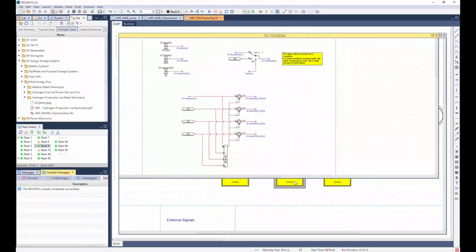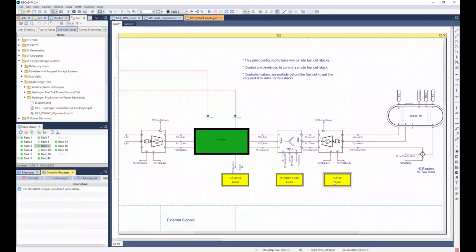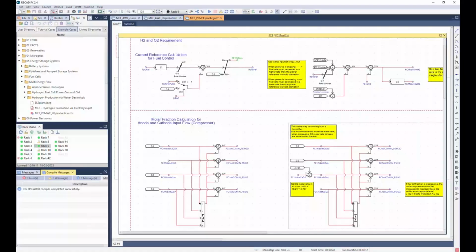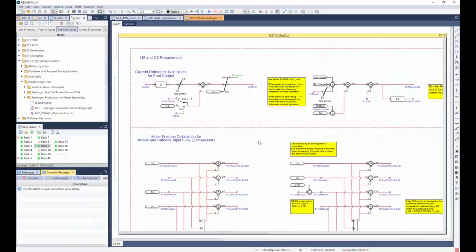Humidity controller determines how much water needs to be added to the fuel in order to keep the membrane humidity. You can see some background calculation to compute the molar fraction of each compound. Then we have the fuel controller that controls the hydrogen and air flow rate to the anode and cathode of the fuel cell. This fuel controller first computes a current reference based on the power reference of the grid side converter. Then using this current reference and the fuel utilization factor, it computes the hydrogen and oxygen requirement or the supply rate to the stack. In this case, I am using a utilization factor of 0.7.